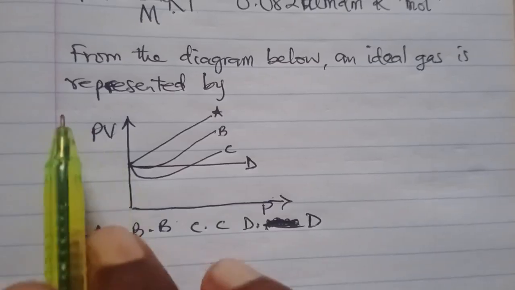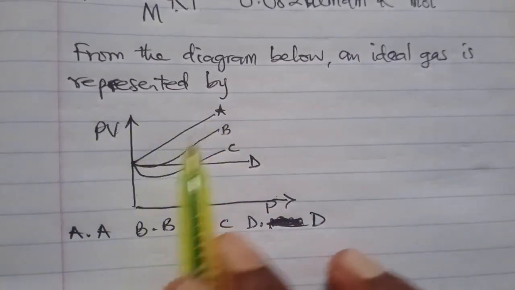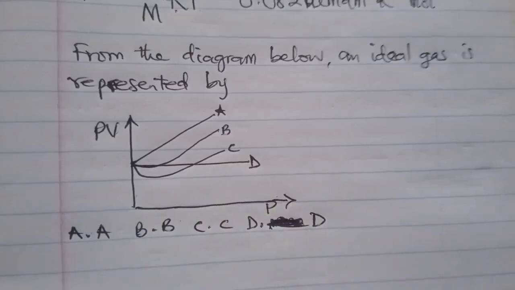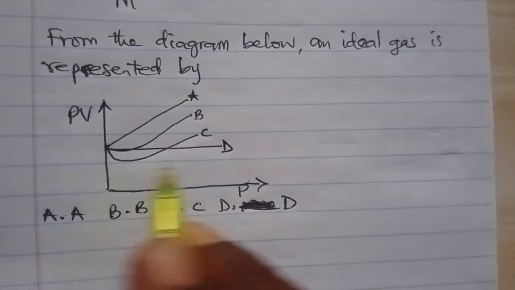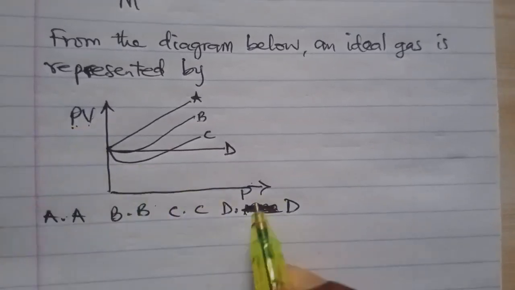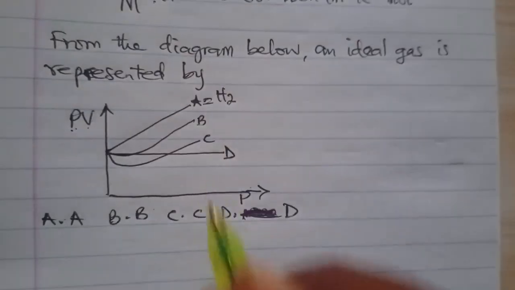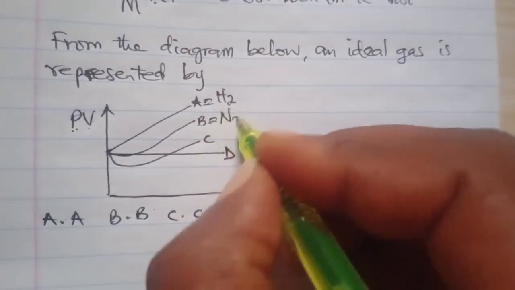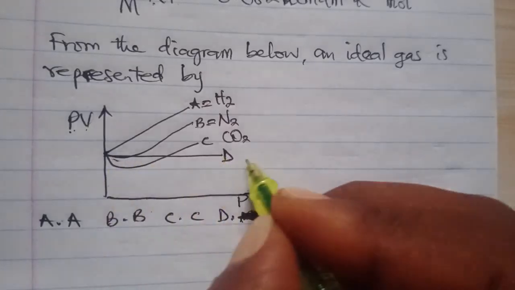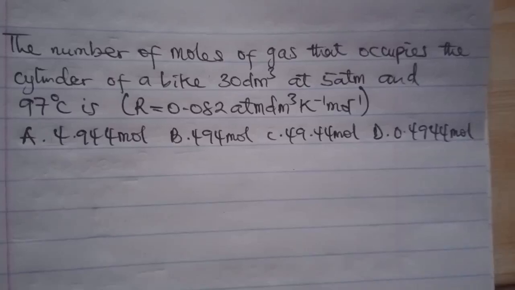This question says, from the diagram below, an ideal gas is represented by this or this or this or this, and these are the options. Now, if we check from an ideal gas curve, when you plot the product of pressure and volume against pressure, this A is hydrogen, this B is nitrogen, this C is CO2, then it is this D that is the ideal gas. So let's solve this question.